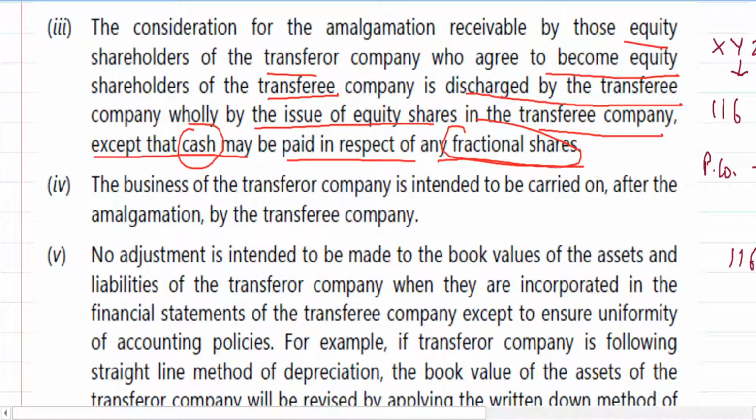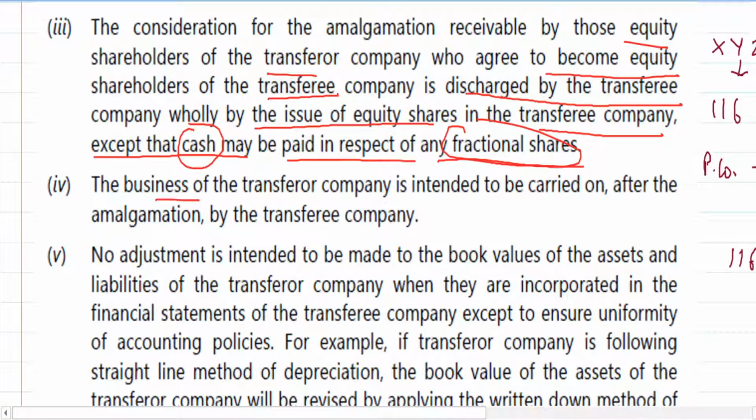As I said in the earlier illustration, 23.2 was there. 23 shares can be issued, but how will I issue 0.2 share? So 0.2 share I will settle in cash. It will still be considered to be fulfillment of condition 3. Condition 4, that's a very simple condition.